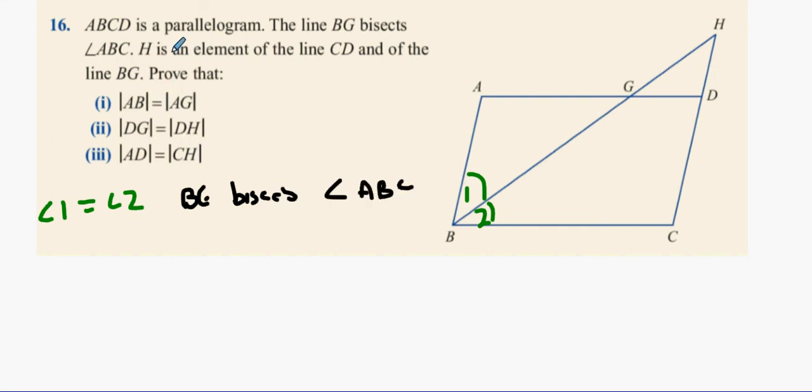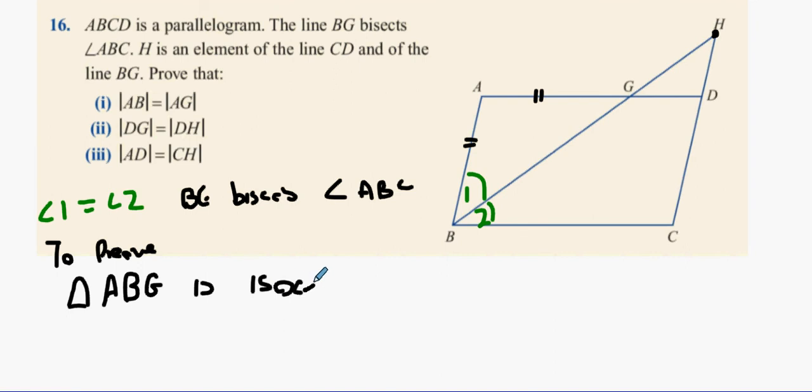H is an element on the line CD, so H is on the line if you continue C to D, and it's also on the line B to G when you continue BG onwards. Prove that AB, which is this length here, is the same length as AG. So we want to prove essentially that the triangle ABG is isosceles. That's essentially what this question is asking me to do. Prove that this is isosceles.